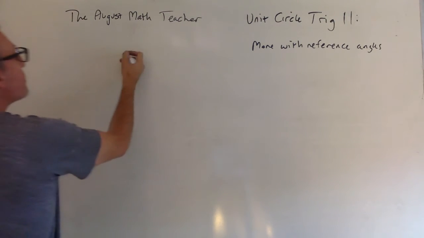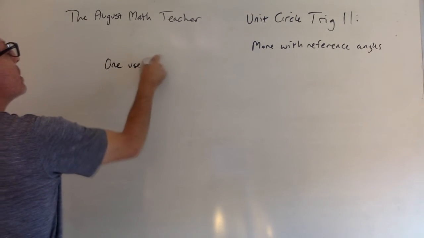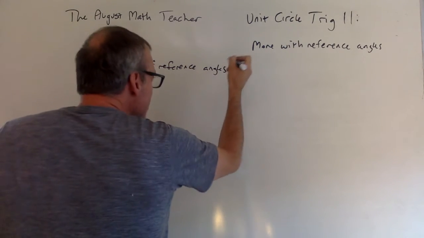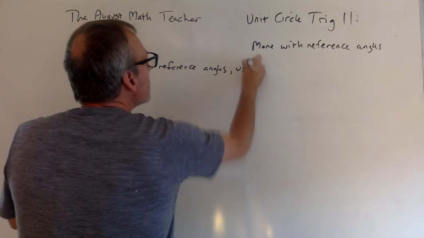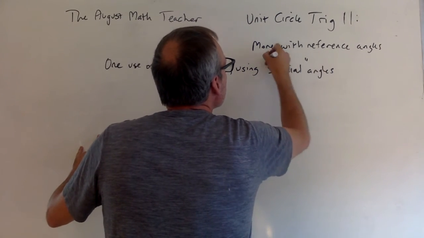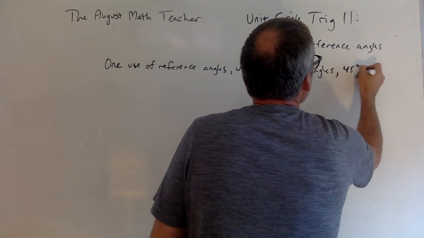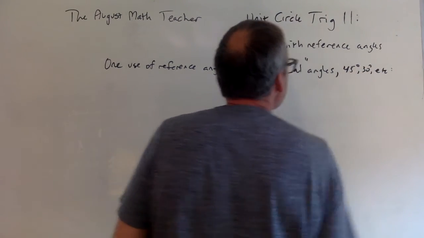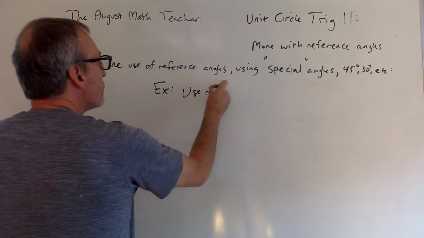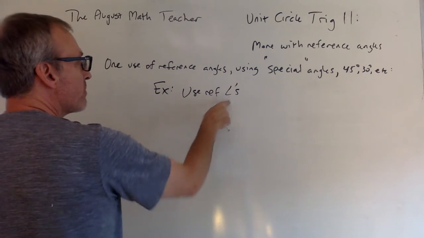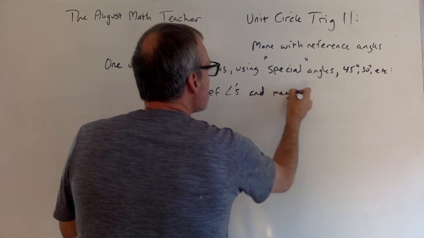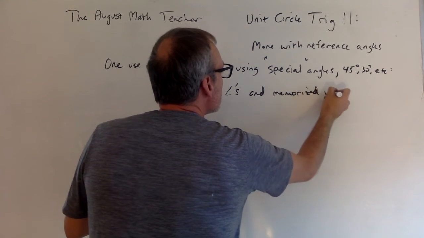But here is one use of reference angles: to use special angles of 45 and 30, etc. Here's an example. We're going to use reference angles. It's my shorthand for reference angles. It's my angle symbol. And our memorized unit circle picture.